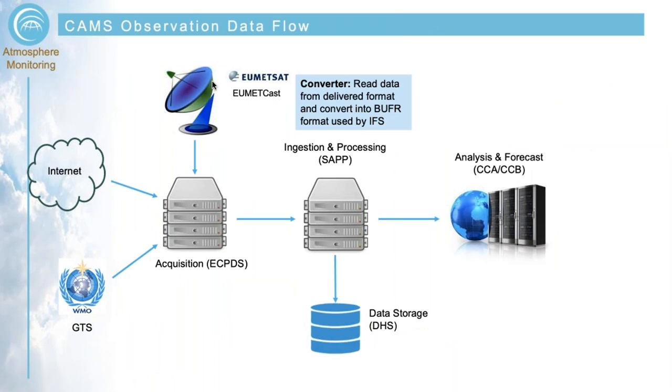So in more practical terms, this is what that looks like. So we're acquiring data from the internet and from different service providers, either from the space agencies directly or through other servers, such as through the World Meteorological Organization. So every day we're going through this acquisition process. And then we're ingesting that data and putting it into a format that we can then feed directly into our model through the high performance computing that we run at ECMWF.